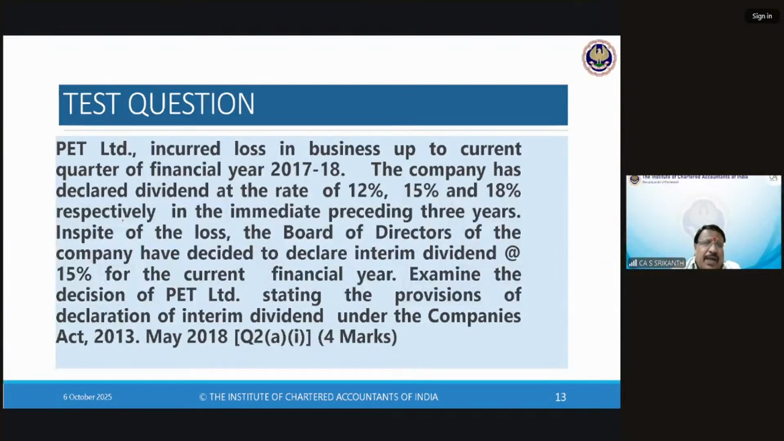Otherwise, the company has declared dividend at the rate of 12, 15, and 18 in the immediate preceding 3 years. In spite of the loss, the board of directors of the company have decided to declare interim dividend of 15% for the current year. Stating the provisions of declaration of interim dividend, say whether they are right. Is the decision correct? Can you give an answer to this based on your knowledge now? You can answer. This question was asked in May 2018, carried 4 marks.